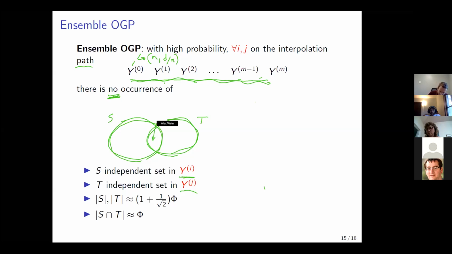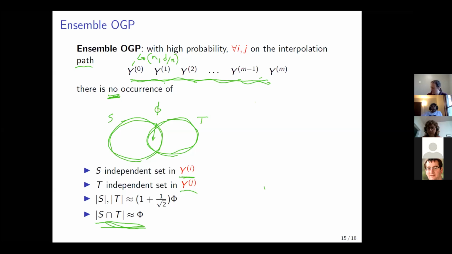Well, remember there's a specific overlap here. So S is not allowed to be close to T. S and T are supposed to have this exact intersection size. There's a specific overlap that's not allowed. Okay, I understand. Okay, thank you.